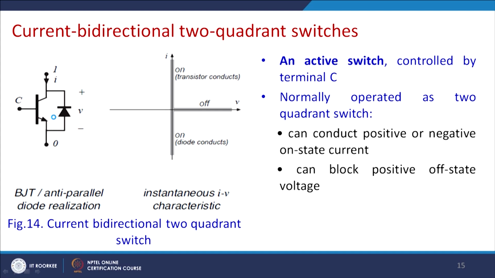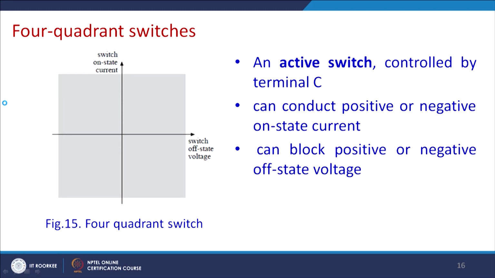The bidirectional current two quadrant switch: here you can see the same thing, the active switch is controlled by C. Now talk about the 4 quadrant switch. It is required to be realized by active switches only, because it is required to block current as well as flow current when desired, since all the quadrants are required to be incorporated in this circuit. Thus, it can conduct positive as well as negative on state current, and can block positive or negative off state voltage. These are the requirements.